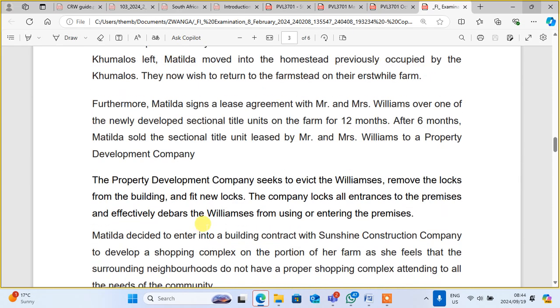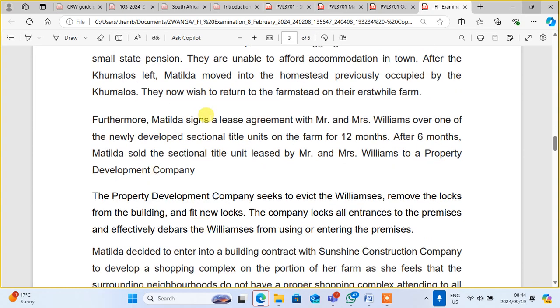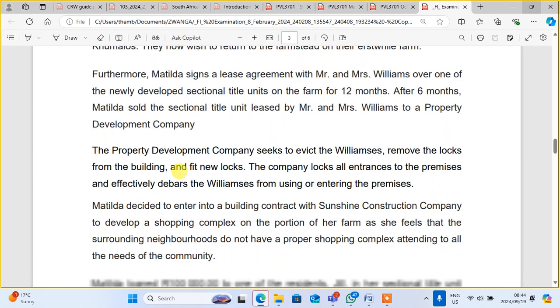We hear in the scenario that Matilda signs a lease agreement with Mr. and Mrs. Williams over one of the newly developed sectional title units on the farm for 12 months. After 6 months, Matilda sold the sectional title unit leased by Mr. and Mrs. Williams to a property development company. So it means that she sold to another person, right? Now, the lease agreement is still valid, but those people want to evict them.